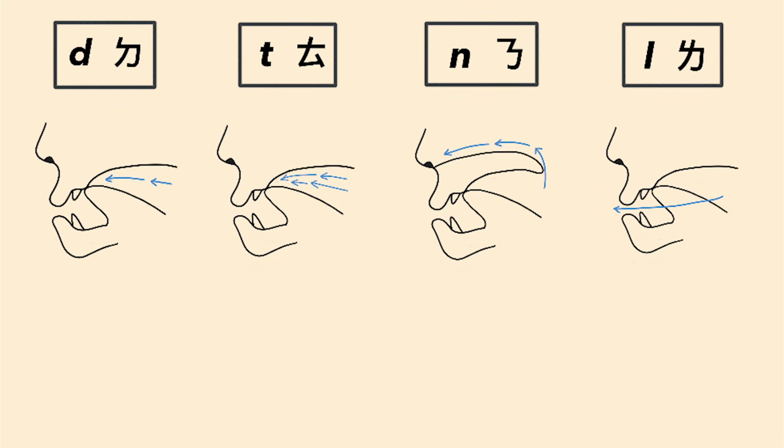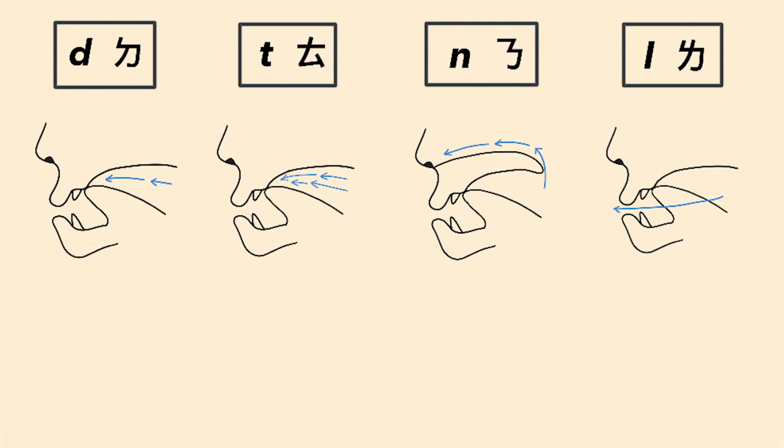After learning d, t, n, l, let's review what's the difference among them and do some practice. The common feature about these 4 sounds is that when pronouncing them, your tongue position is like this. You put the tip of your tongue on the alveolar ridge. And when you pronounce d, t, and n, you have to block the air in your mouth. However, when pronouncing l, you don't have to stop the air. You just let the air go through your mouth from the sides of your tongue.